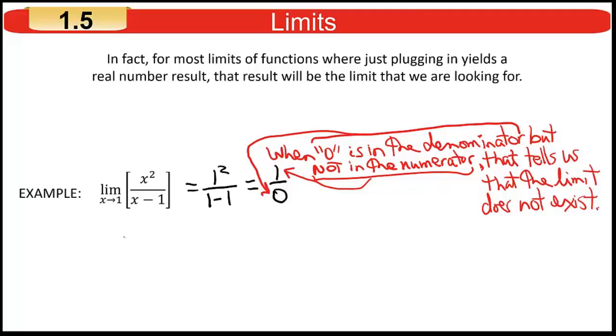0 over 0 tells you to back up and try to do something that will eventually allow something to cancel out and let you plug in. Anything but 0 over 0 is a flag that says the limit doesn't exist. A lot of times the problems will tell you to write DNE for does not exist. So be careful about watching for those flags. 0 over 0 implies some type of algebraic manipulation that leads to something canceling and eventually plugging in. But anything but 0 over 0 is an indication that the answer is DNE.